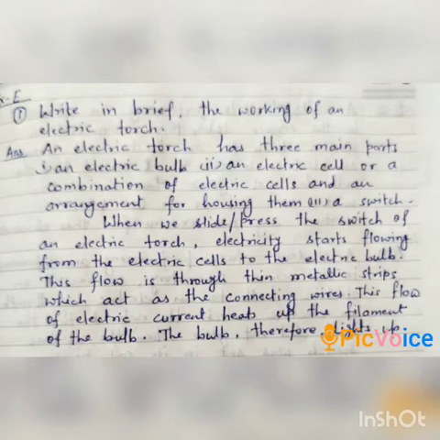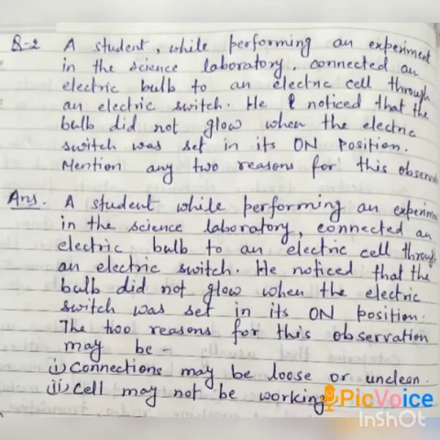Now, the working of the torch: when we slide or press the switch of an electric torch, electricity starts flowing from the electric cells to the electric bulb. This flow is through thin metallic strips which act as the connecting wires. This flow of electric current heats up the filament of the bulb and the bulb therefore lights up. This is the simple working of an electric torch.